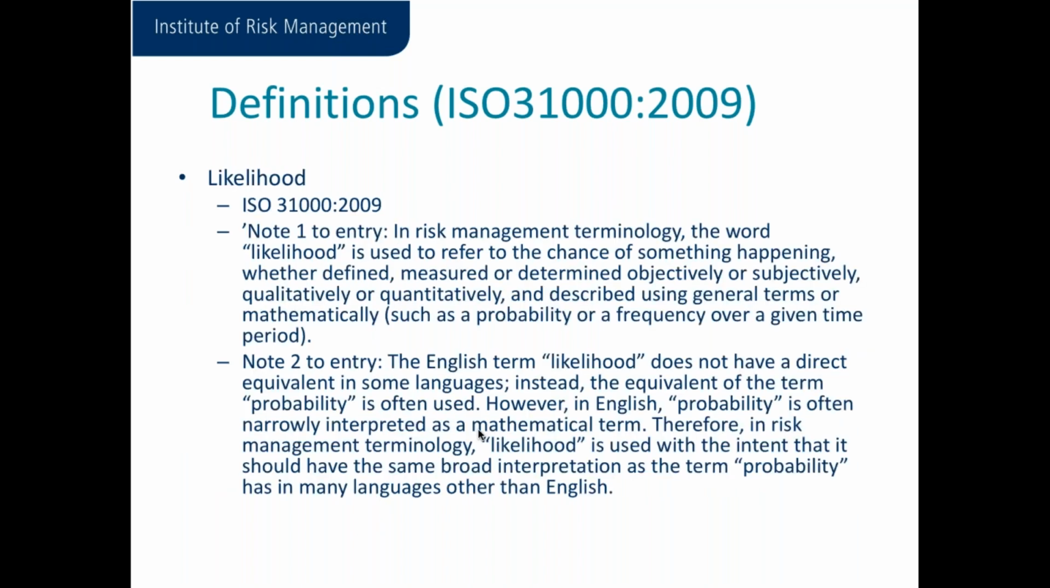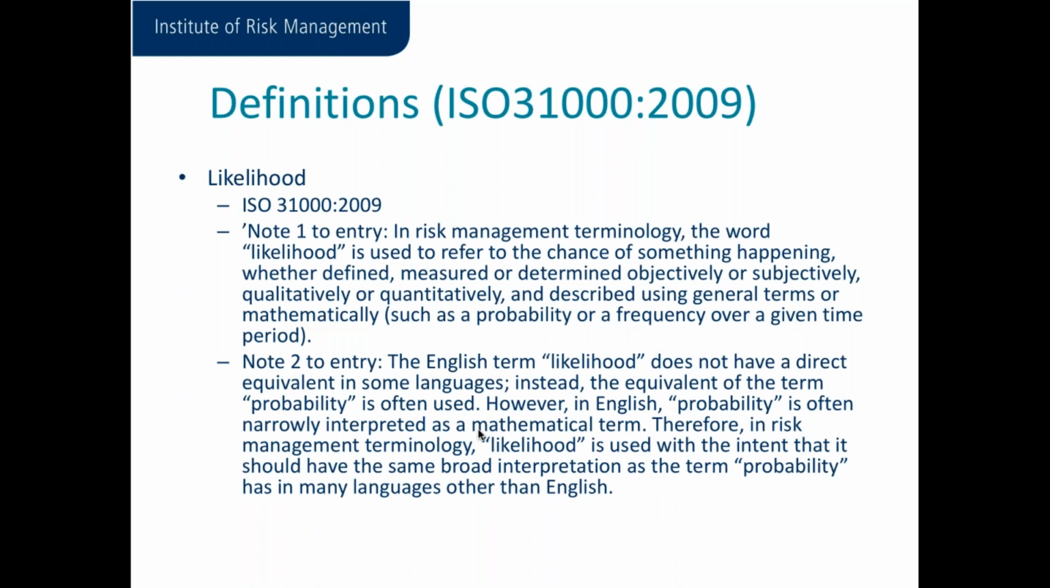And then moving on, just to think a little bit more about likelihood, and I think it's useful here because it relates directly to our focus point for this webinar, which is objectivity. So we've said likelihood is the chance of something happening. In the notes under the ISO definition, it says that in risk management terminology, the word likelihood is used to refer to the chance of something happening, whether defined, measured, or determined objectively or subjectively, qualitatively or quantitatively, and described using general terms or mathematically. So we can be using terms such as probability or frequency over a given period of time. So that's just reading out that note.